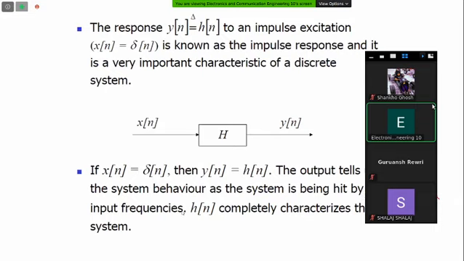Now, what is the meaning of this line? This line says that when the input is a delta function, what is a delta function? For n equal to 0, it is 1.